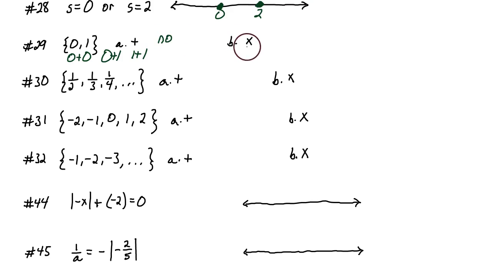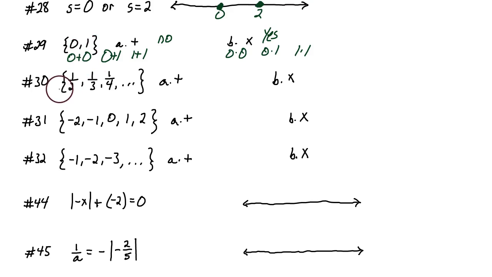Now question B, what about with multiplication? 0 times 0 is 0, which is in the set. 0 times 1 is 0, that's in the set. And 1 times 1 is 1, which is in the set. So this is yes. This set of numbers is closed under multiplication.